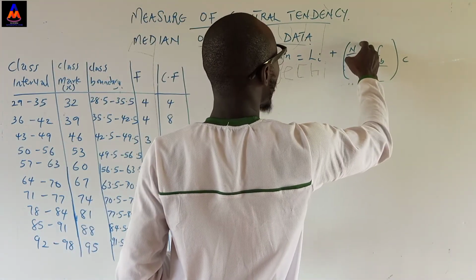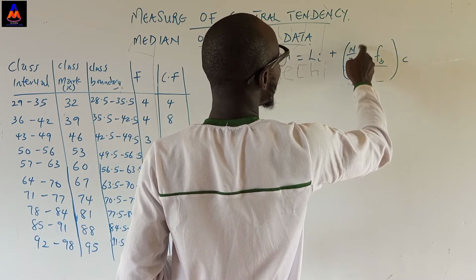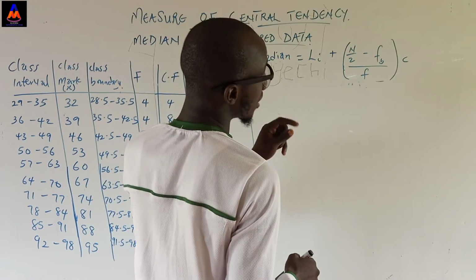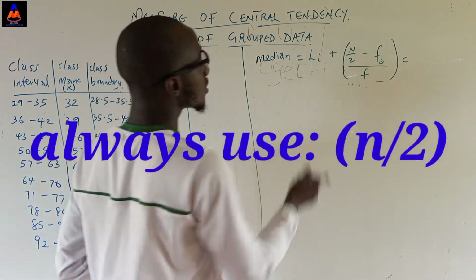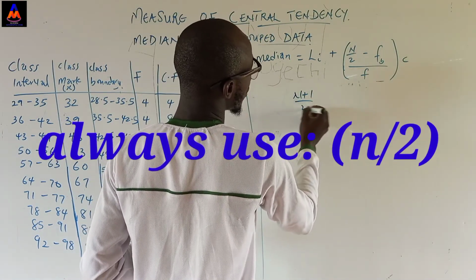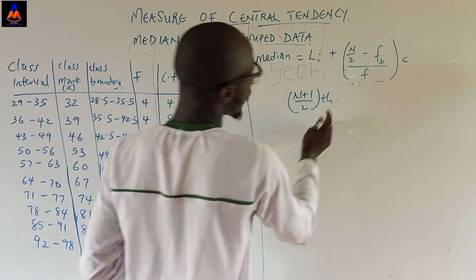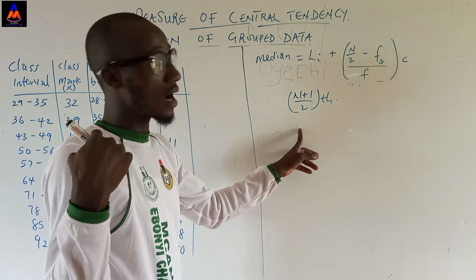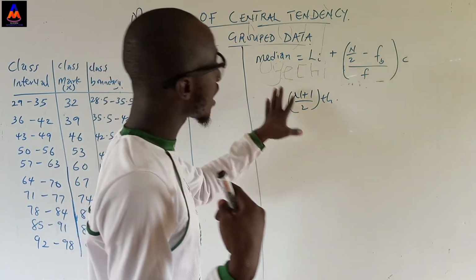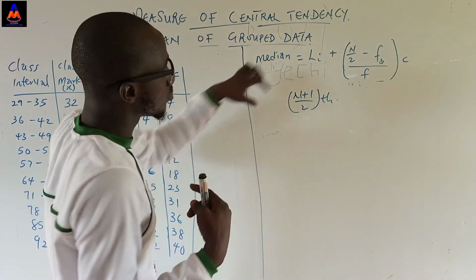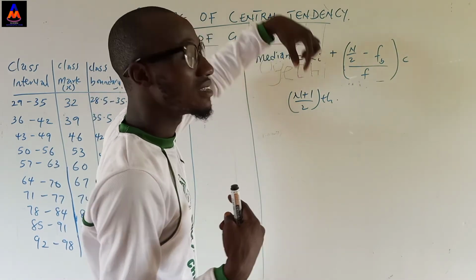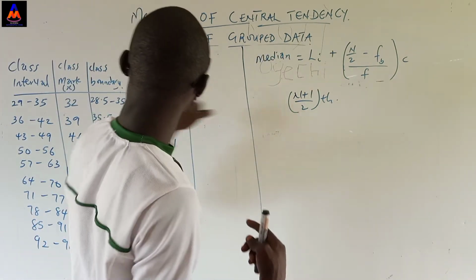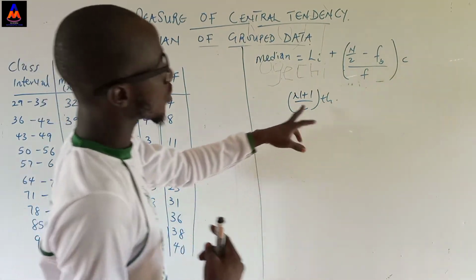For us to find the median class, we are going to use n over 2. We use n over 2 to find our median class. Or we can also use n plus 1 over 2 to find the position of the median class, like we told ourselves when we were dealing with our group data. We are going to use n plus 1 over 2 to find the position where the median class lies. Don't forget that the n represents the total frequency.